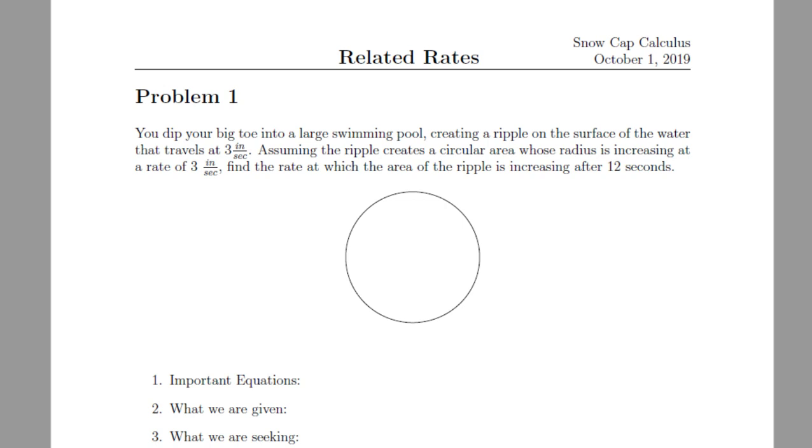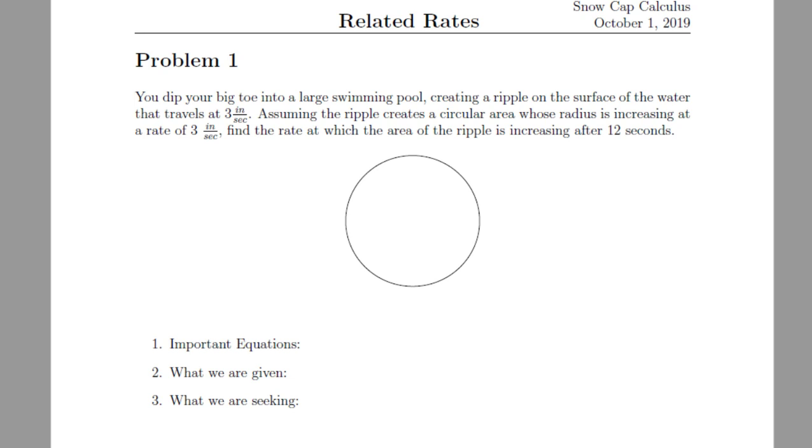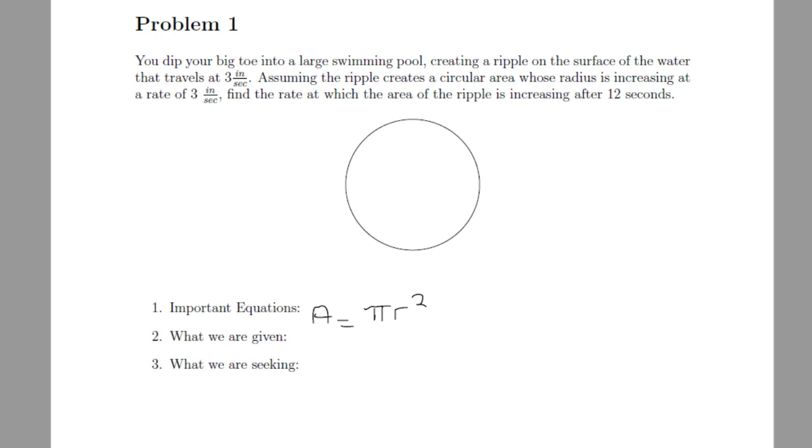All right, so with most of these problems, basically what you want to lay out is all the information that you know. That's part 2, actually, listed down here. You also want to know all the important equations that are relevant to the problem. So in this case, it's a pretty simple example. We're just working with the area of a circle. So we have A equals pi r squared. So our important equation is the area of the circle, which is pi r squared.